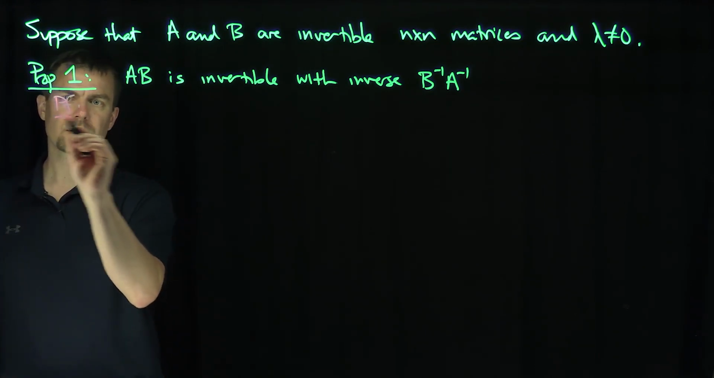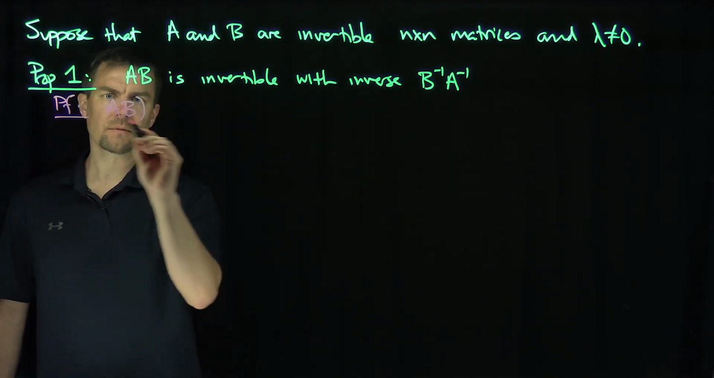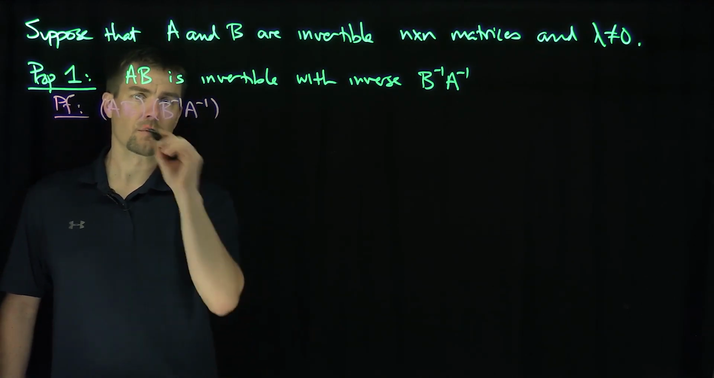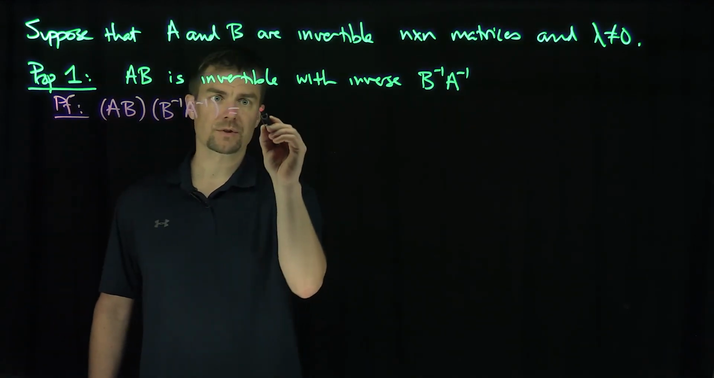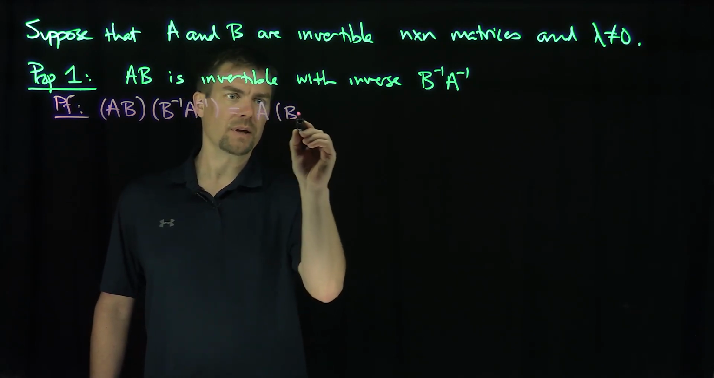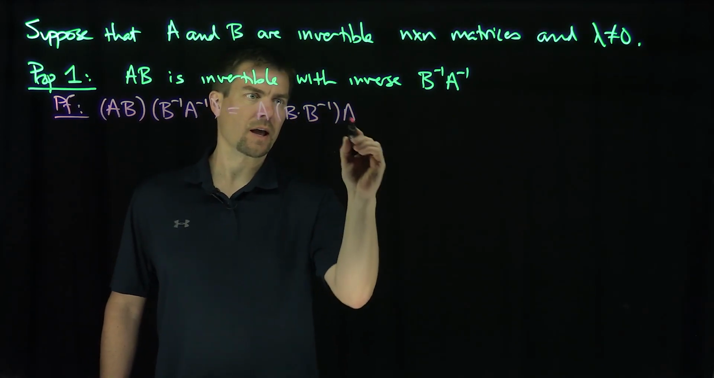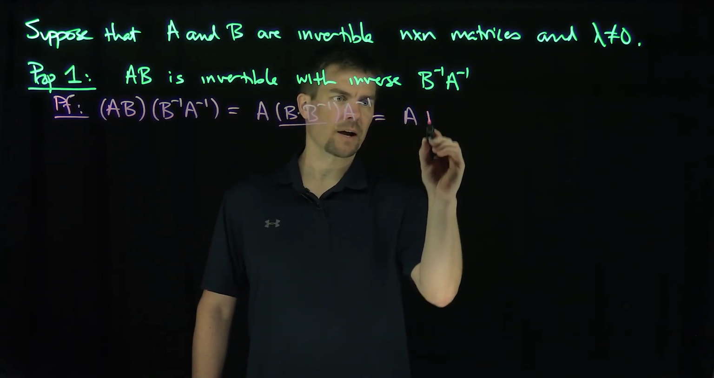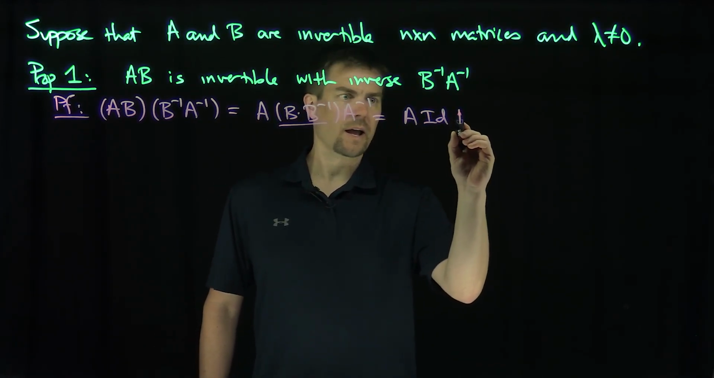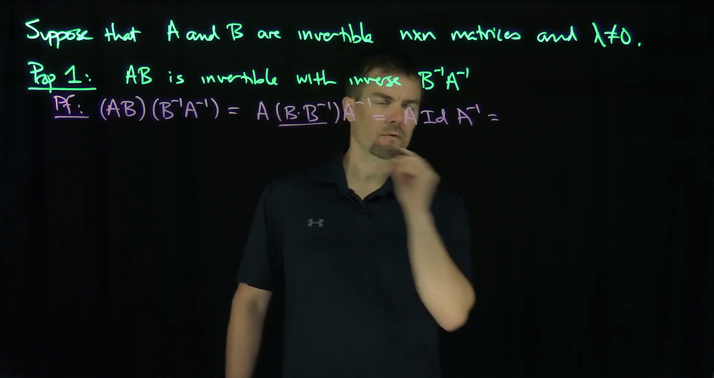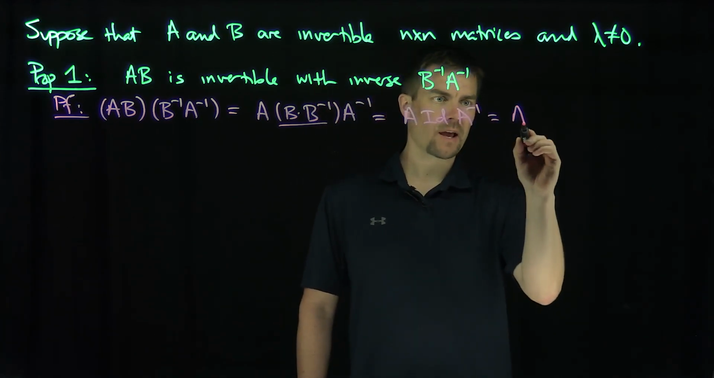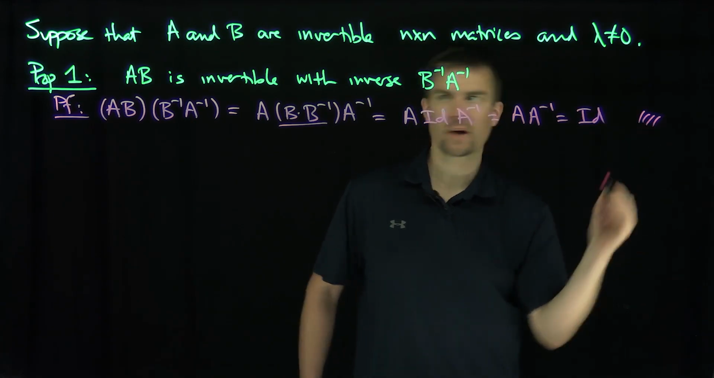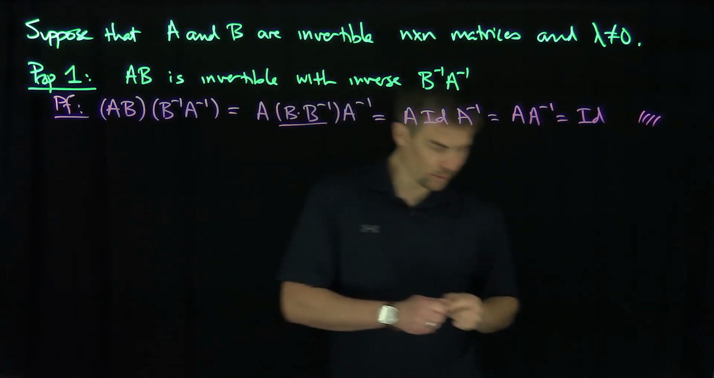The proof is that A times B times this matrix over here, B inverse A inverse. Well, I know I can associate matrix products, so this is really the same thing as A, B, B inverse, A inverse, right? And now that's the identity over here, so that's just going to be A identity, A inverse. But of course, the identity times anything is just itself, so it's going to be A inverse, and A inverse is the identity, so that proves the result. Okay, great. So A times B is invertible.